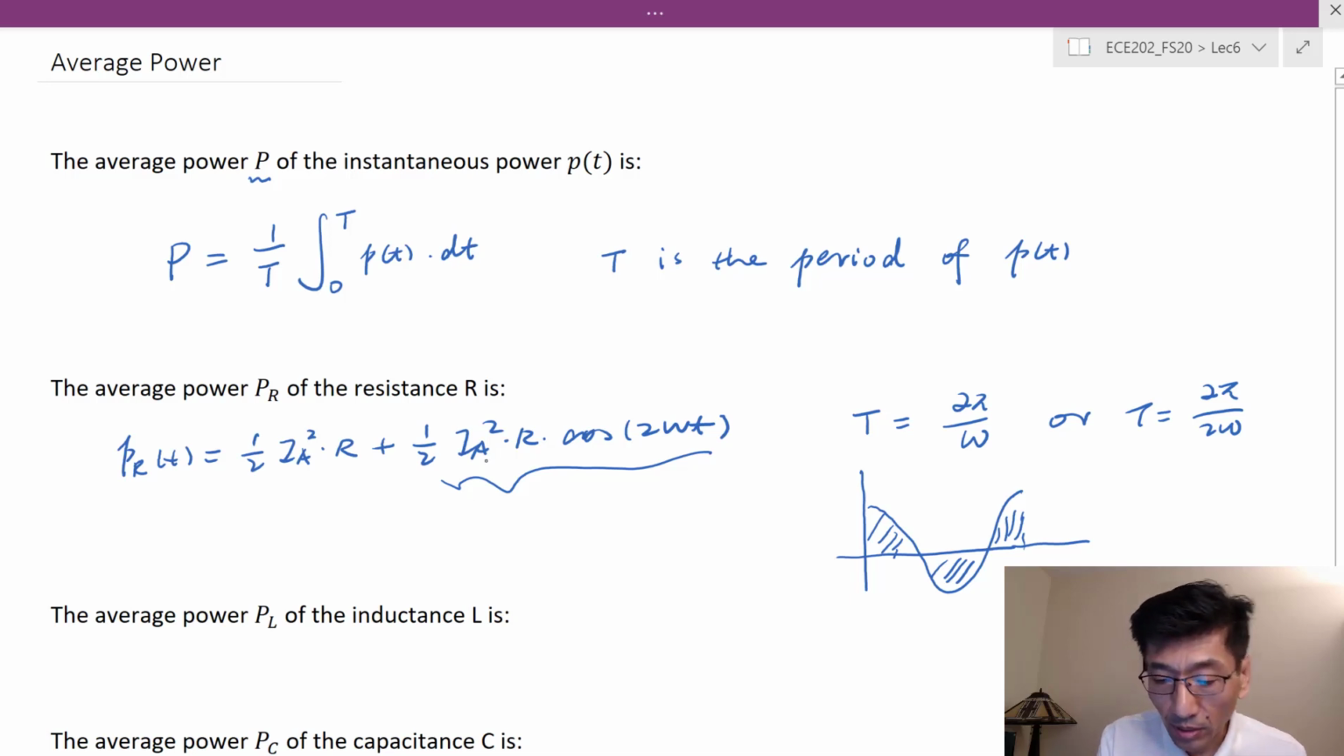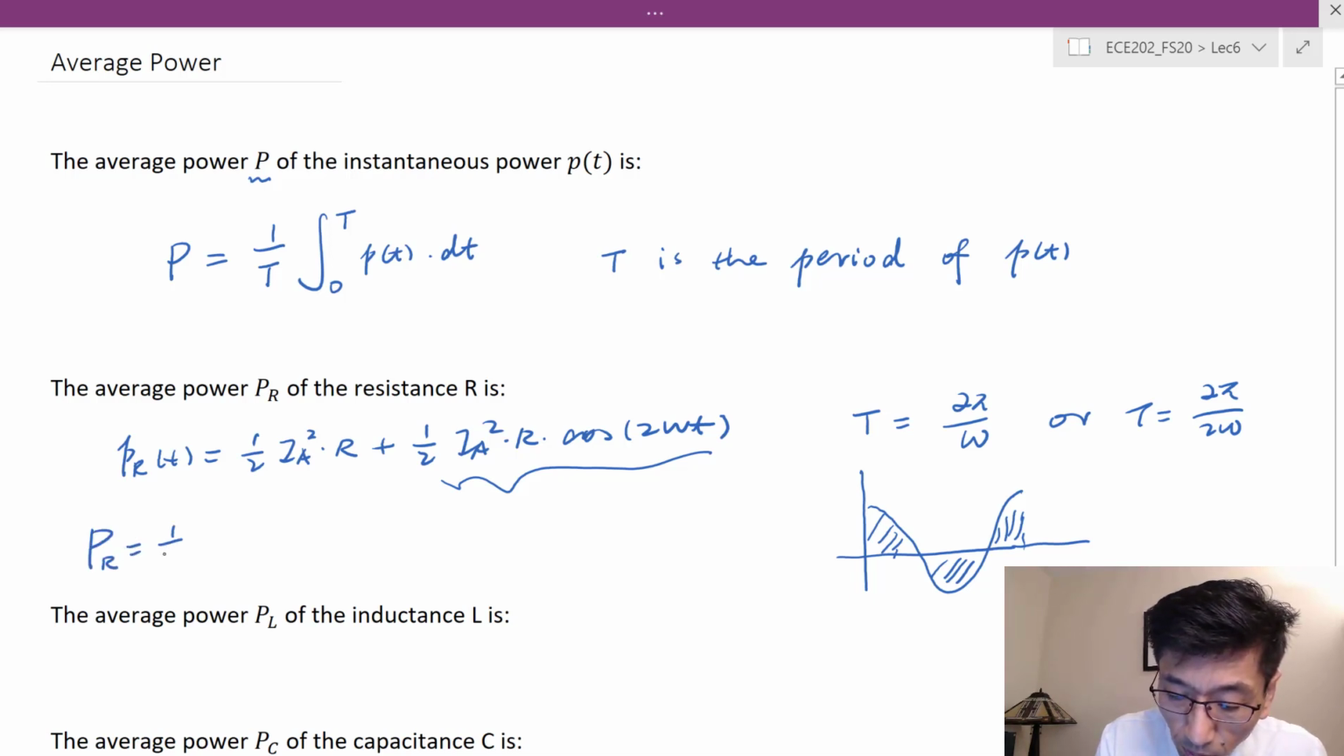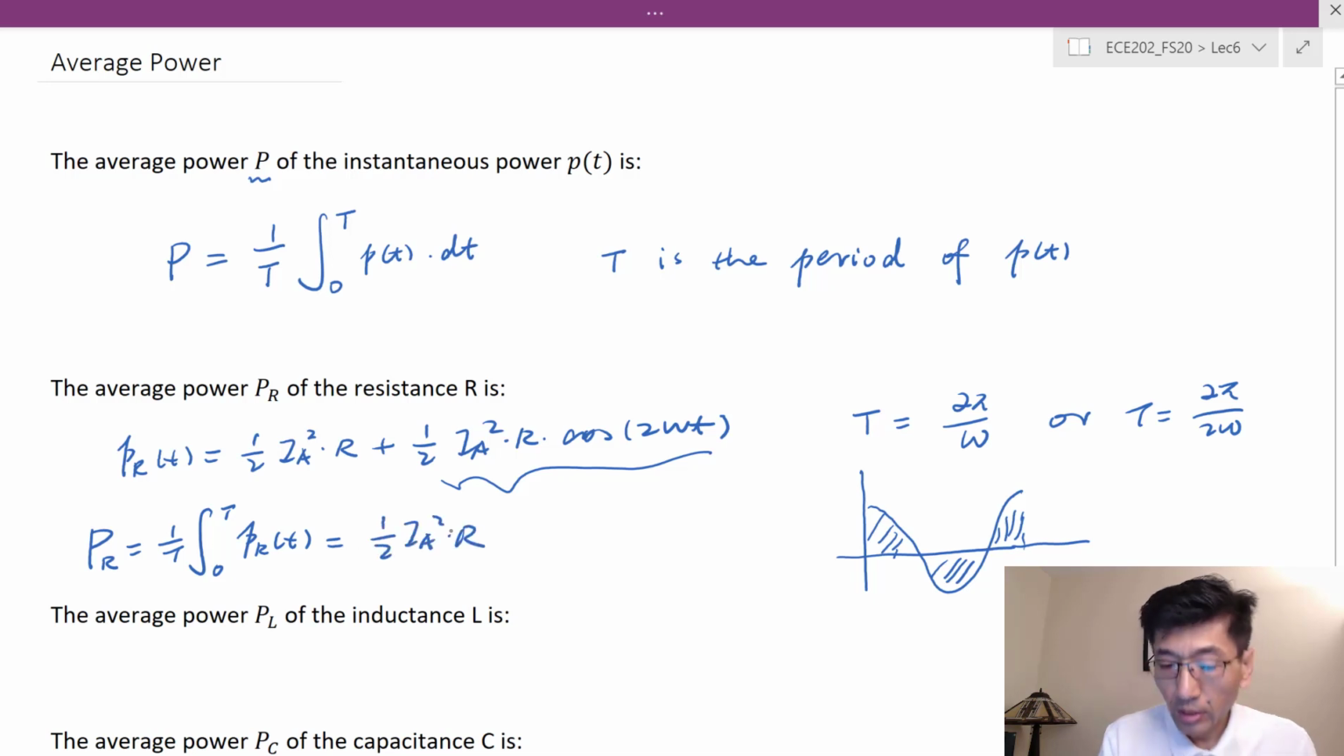The first term is a constant. Therefore, for P sub R, it's just equal to 1 over T, integral from 0 to T, of P sub R(t) dt. That's equal to half I sub A squared times R, because this term is a constant and I can move it out. The integration becomes T, divided by T, that's 1. So you have this term. The integration of the second term, the AC term, disappears, so I don't have to go through the math.